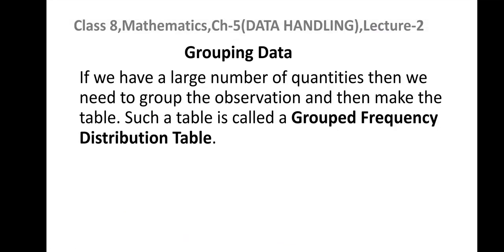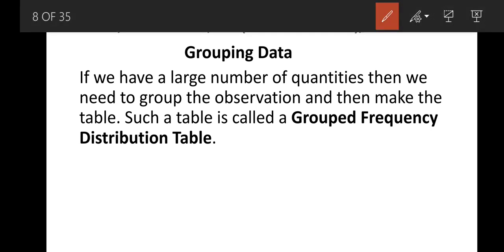Now next comes the grouping of data. How to group the data, and what is the need of grouping the data? If we can represent data using a frequency distribution table, a bar graph, or a double bar graph, then what is the need of grouping the data? Basically, grouping of data is required when we have a large number of quantities. At that time, we first need to group the observations and then make the table, and that table is known as a grouped frequency distribution table.